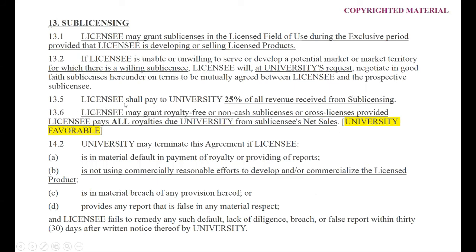Interesting sublicense clause. Licensee shall pay the university 25% of all revenue received from sublicensing, and then it says, university may grant royalty-free or non-cash sublicenses or cross-licenses, provided licensee pays all royalties due to university from sublicensee's net sales. I think what they're trying to say there is, okay, Mr. Licensee, you can grant a royalty-free sublicense to another business, but you have to pay some royalty on that business's net sales. So it's not really going to be free to us, the university.